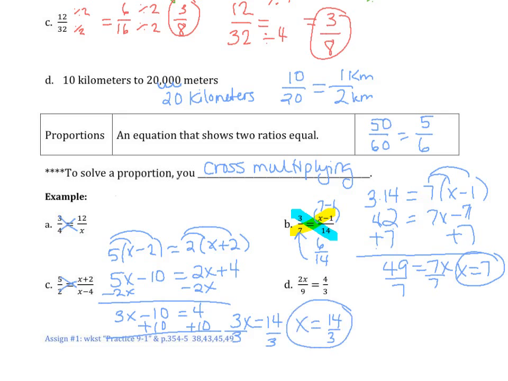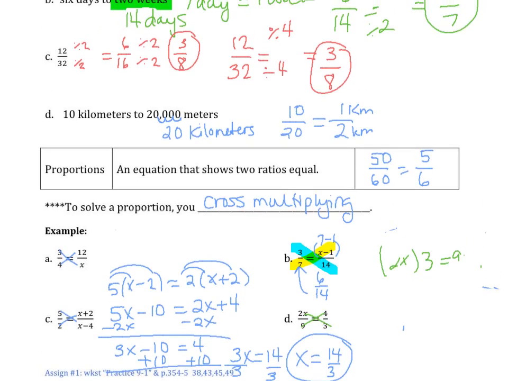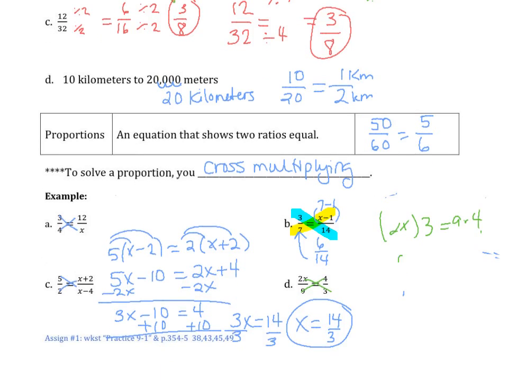All right, and then our last example here, I'll give myself more room. And again, we're going to do our cross products here. So 2x times 3 is equal to 9 times 4. 2x times 3 is 6x equals 36. Divide both sides by 6 here. We've got x is equal to 6.